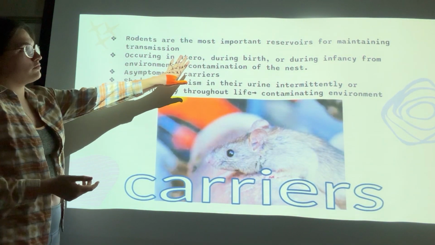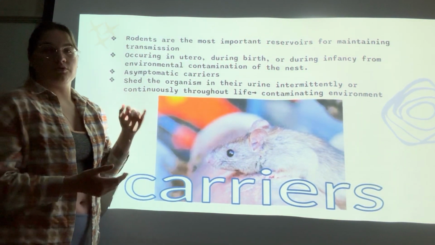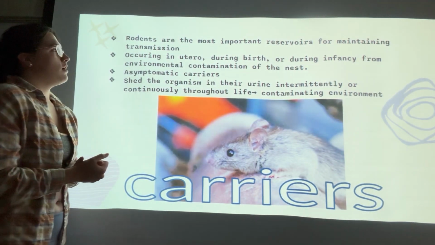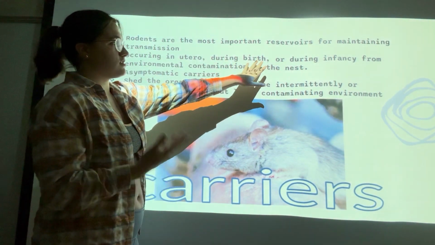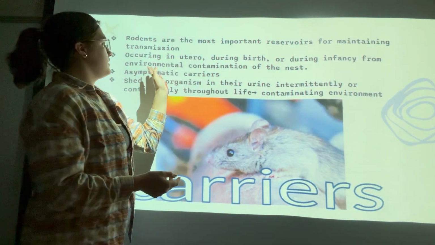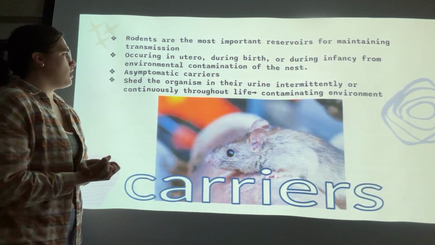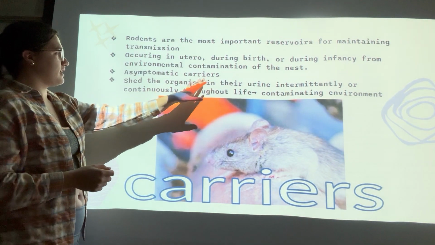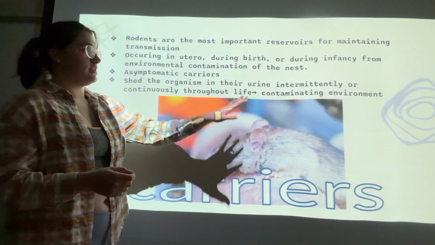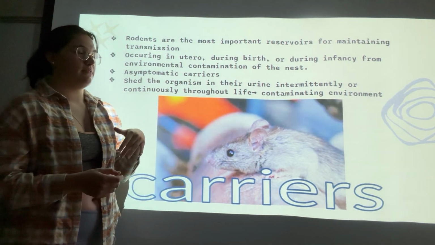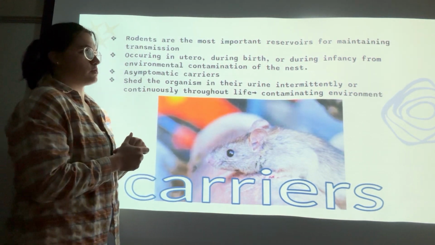So rodents are the most important reservoirs for maintaining transmission. So the rats are the most common. First, it would start in utero, and then during birth, it would be passed on, and then from infancy to environmental contamination of the nest, so then the whole family has it. They're mostly asymptomatic carriers, and they can shed the organism in their urine intermittently or continuously throughout their life, contaminating the environment around them through runoff water and all kinds of other methods, which we'll talk about later.